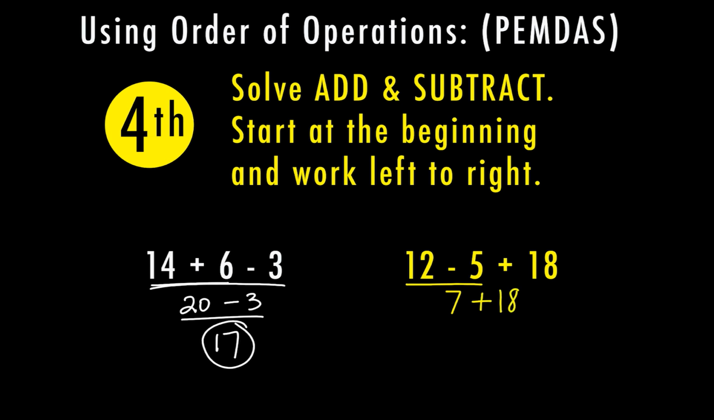7 plus 18 equals 25. So that means 25 would take the place of this entire process. So you're working left to right. You always start at the beginning of the problem and work your way left to right for each step. So the first thing we're going to do is parentheses, then exponents, multiply and divide, and then add and subtract.